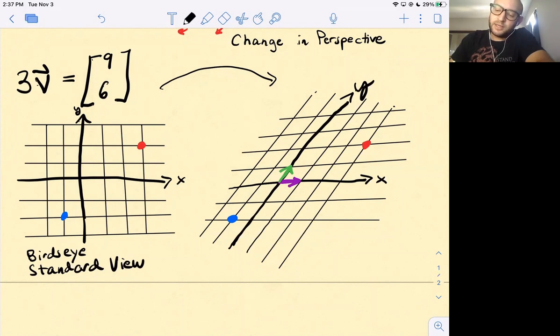So what do you guys think? The purple arrow, if I overlay the original grid on top of the purple arrow, what do you think the vector of the purple arrow would represent? If I were to move the purple arrow, just directly transplant it to the original XY plane, what would its coordinate be? What do you guys think?